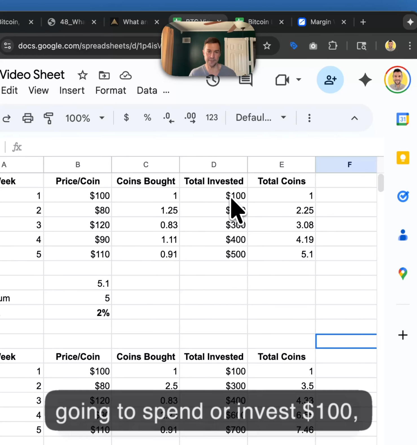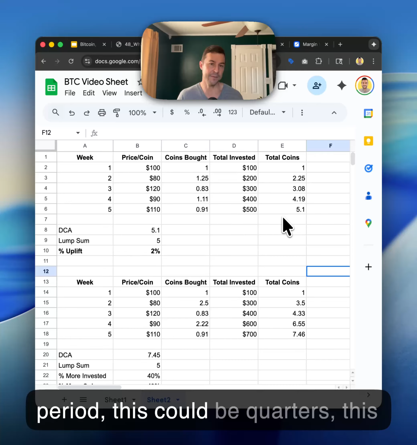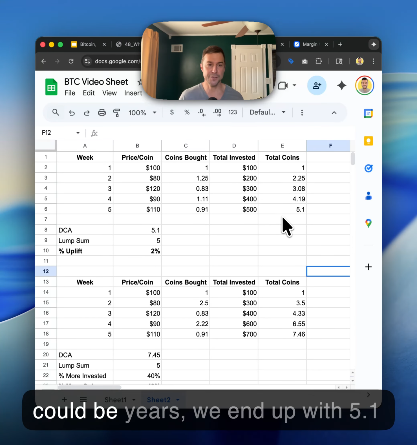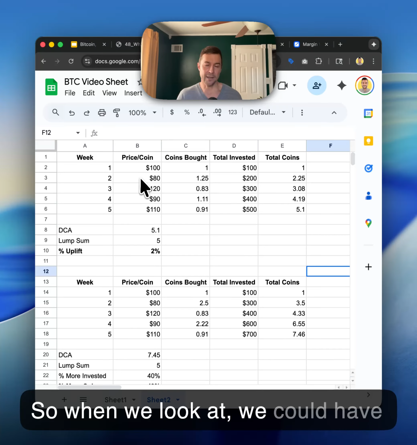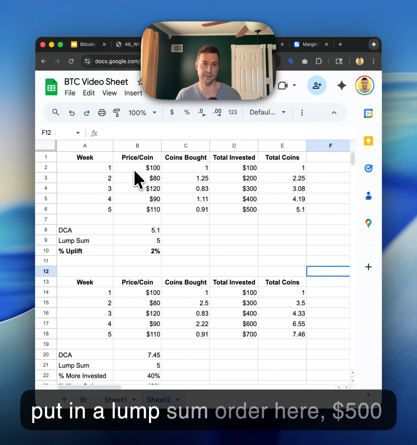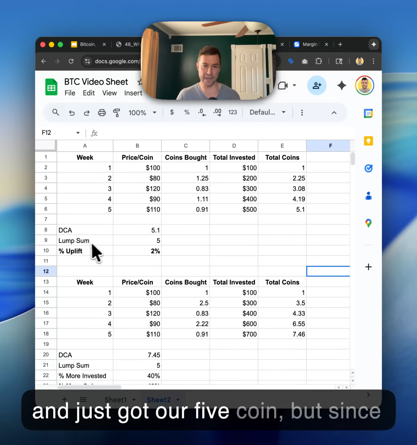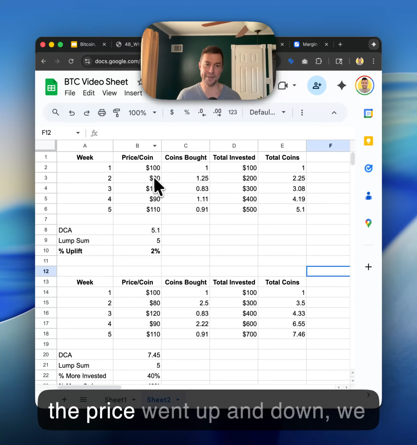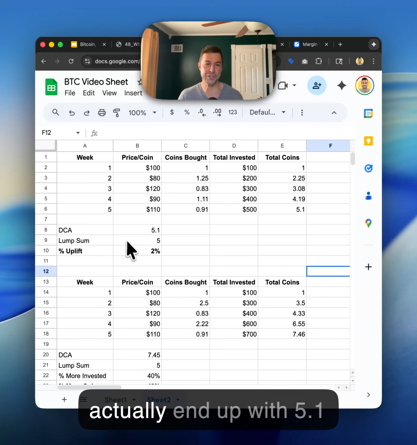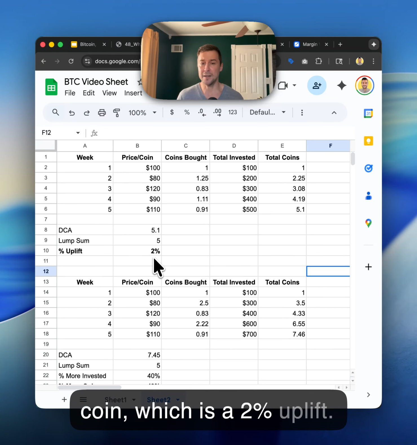So at the end of our 5-week period, this could be quarters, this could be years, we end up with 5.1 Bitcoin. We could have put in a lump sum order here, $500, and just got our 5 coin. But since we spread out our purchases and the price went up and down, we actually end up with 5.1 coin, which is a 2% uplift.